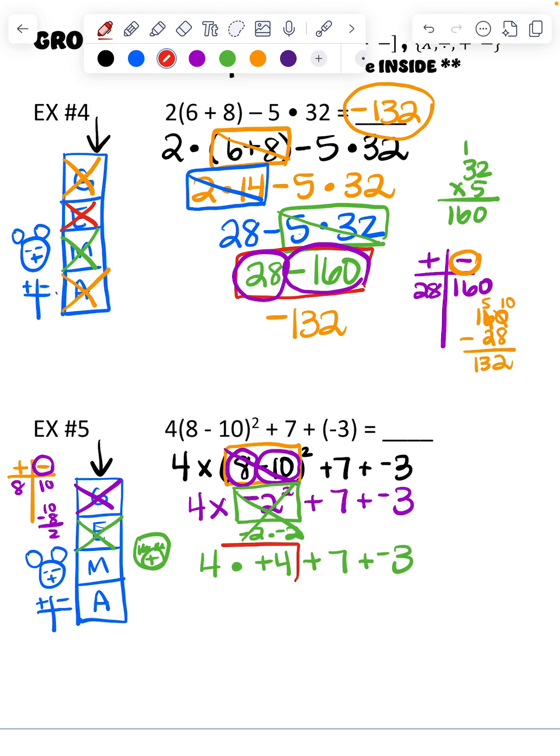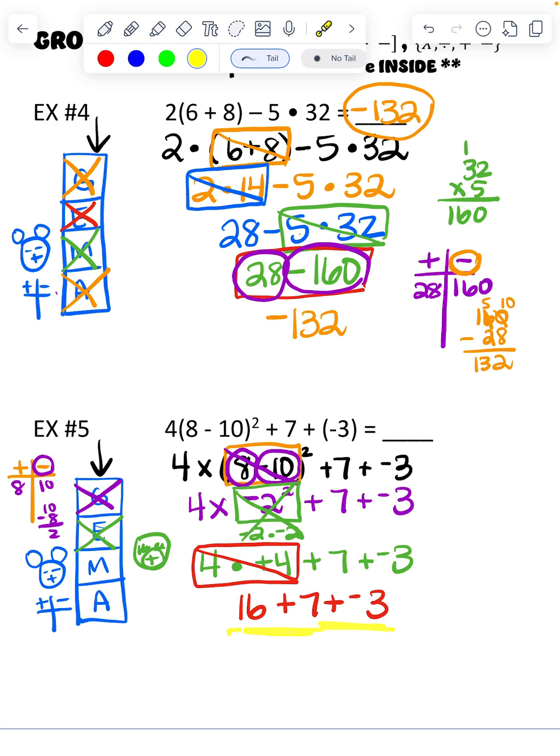So I'm going to box it, and I'm going to say, what is 4 times 4? Well, 4 times 4 is 16. They were both positive, so I can mark that out. And rewrite everything after my box. And then I'm still looking for a multiplicative relationship, so I move left to right here. Is this multiplicative? No. Is this multiplicative? No. So I'm all done with my multiplicative section, and I can move on to my additive section.